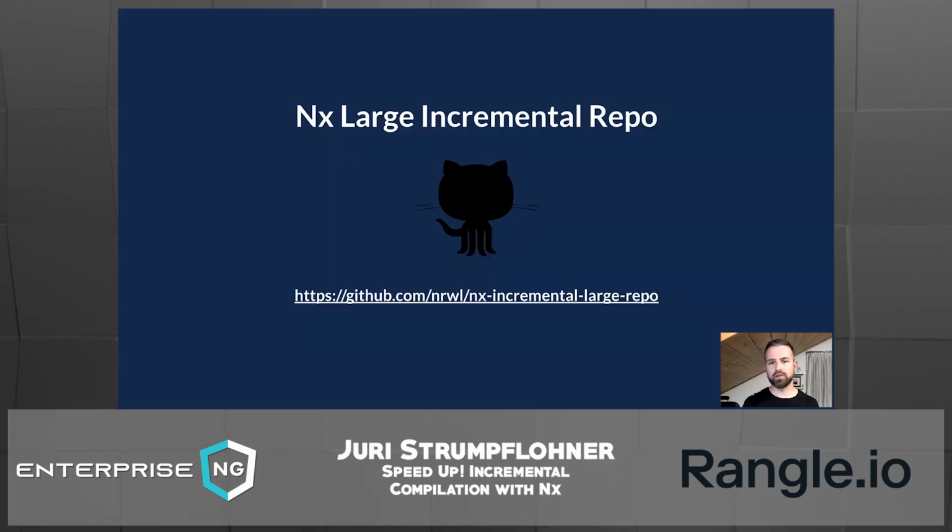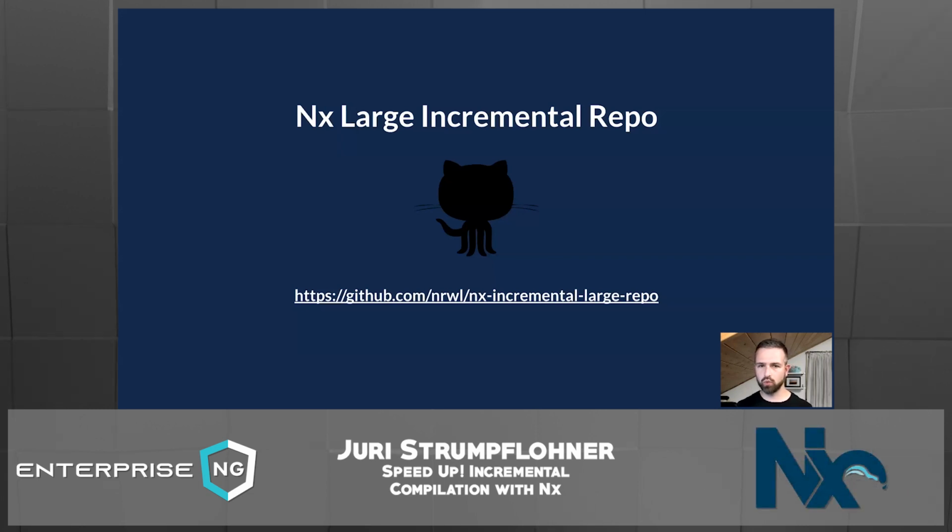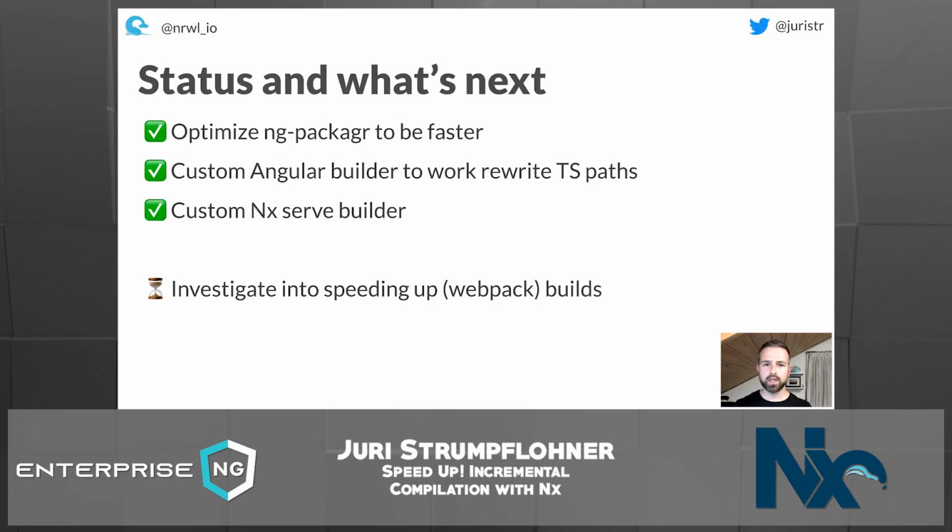If you're curious about this and you want to play around with it, we have a repository on our Nrwl GitHub account, which is the nx-incremental-large-repo. So you can go there. There's a README that explains how to download the repository, how to bootstrap it, and what you can find there. And just to conclude, what is the status of this and what's next?